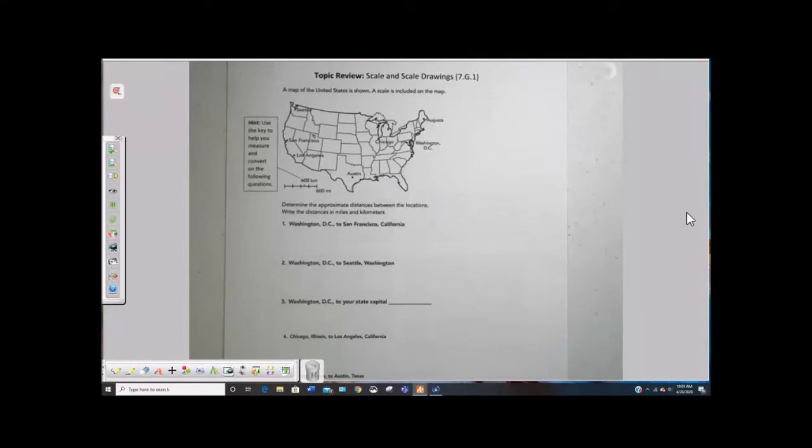Welcome back. This is the last part for Packet 3, so this is part 5. Today we're going to be looking at scales and scale drawings.